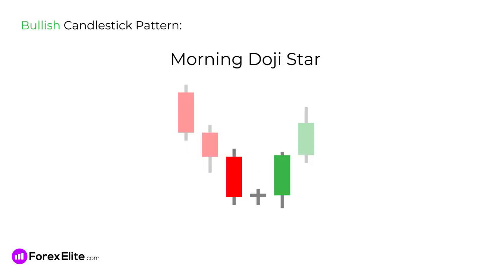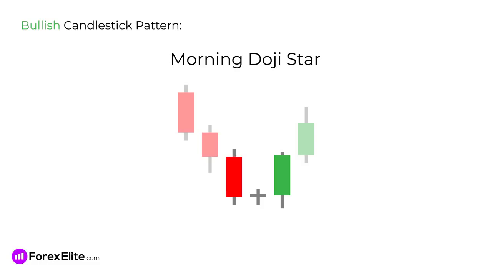Morning doji star. This pattern is a slight variation of the previous morning star pattern. The key difference is in the middle candlestick. With the previous morning star pattern, the middle candlestick had a small body. In this pattern, the middle candlestick is a doji, hence the name morning doji star.